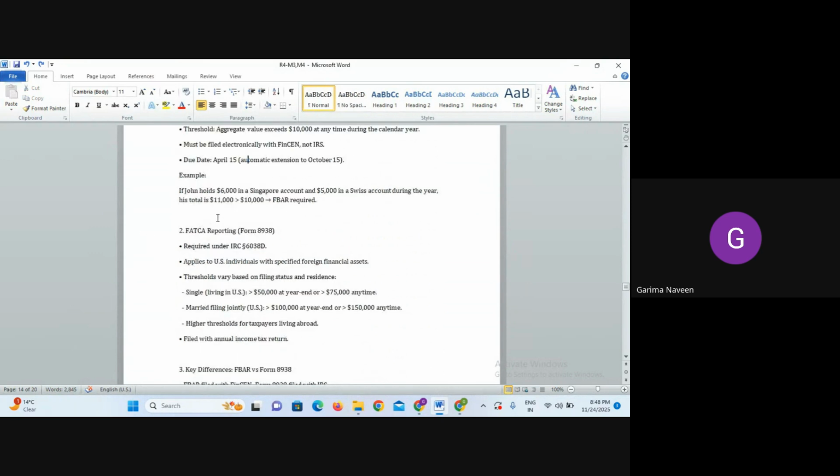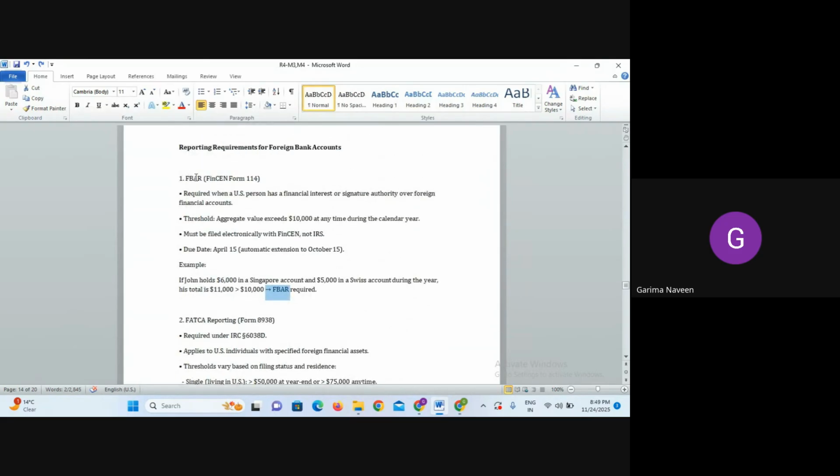For example, John holds $6,000 in a Singapore account and $5,000 in a Swiss account. So if you are a US citizen and you have an amount in your foreign accounts which is exceeding $10,000, then you have to file this form also, which is FBAR, financial foreign bank account reporting.